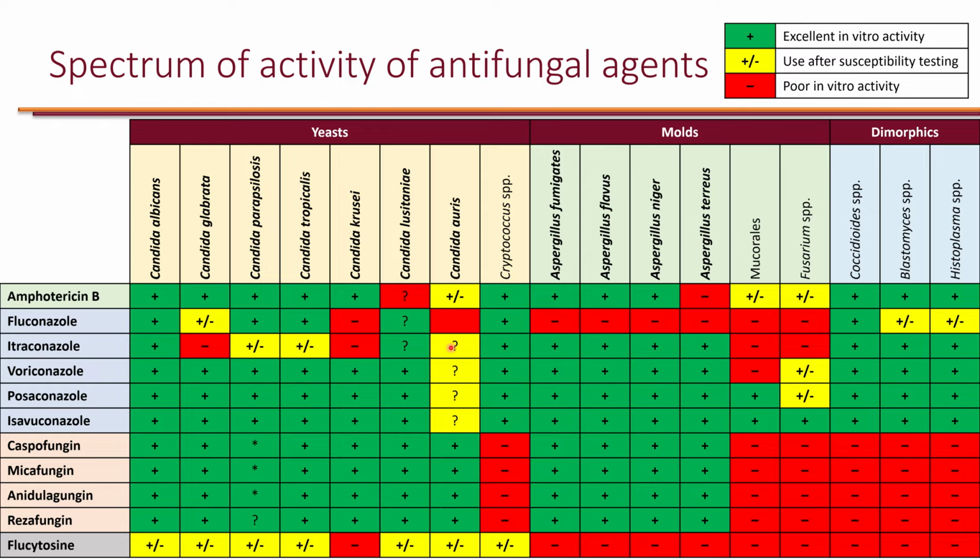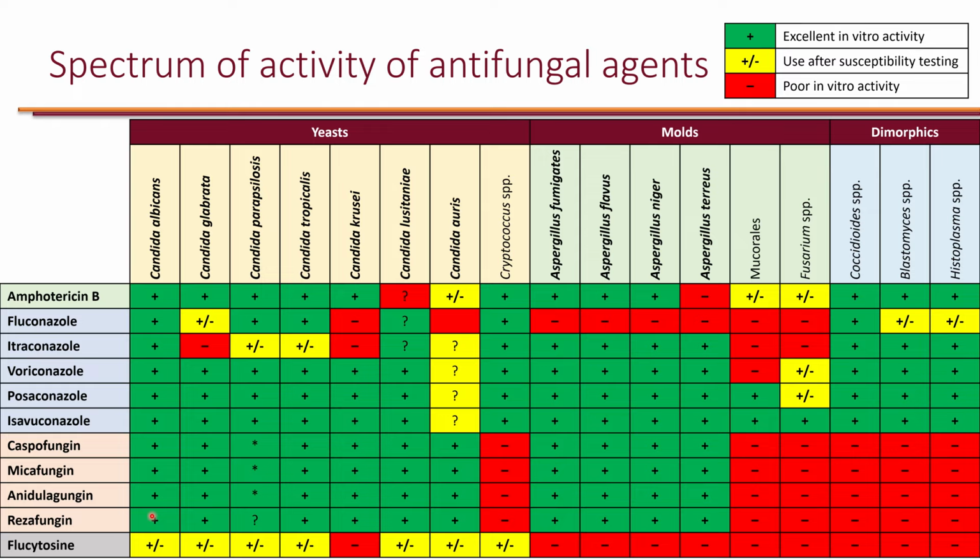Now, when it comes to voriconazole, this is when you get a broad spectrum. Pretty much voriconazole has good activity across all yeasts, with the exception of auris that may or may not be susceptible. The same with posaconazole and isavuconazole. So these three are pretty much broad spectrum antifungal agents. And so when it comes to yeast, they're pretty similar.